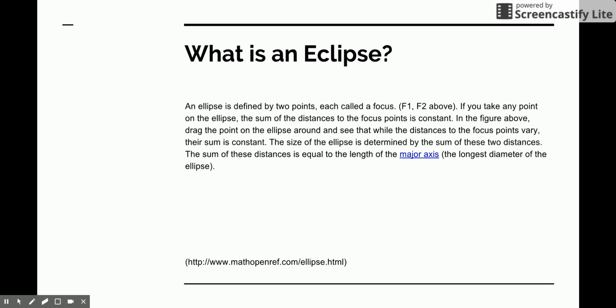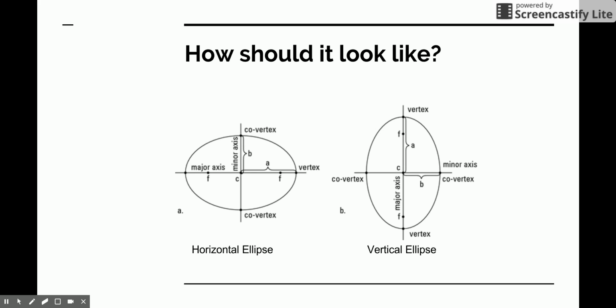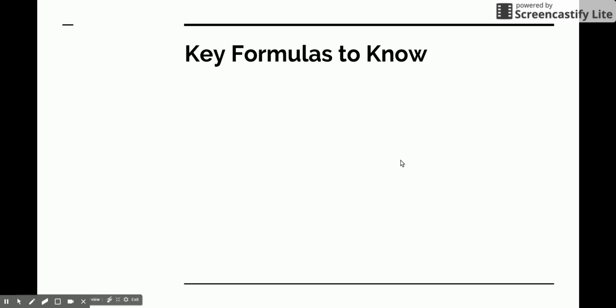Well, I don't really like reading this long information, so I just think of an ellipse as like the orbit of planets or like a football. Here's what a horizontal ellipse looks like and a vertical ellipse. For the horizontal ellipse, what you're going to want to note is that the a is on the x-axis, and the a for the vertical ellipse is on the y-axis.